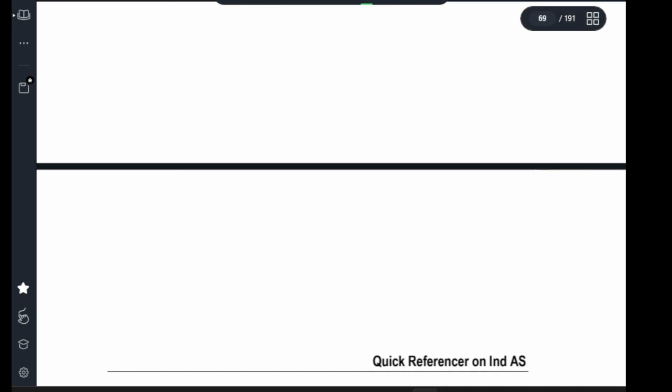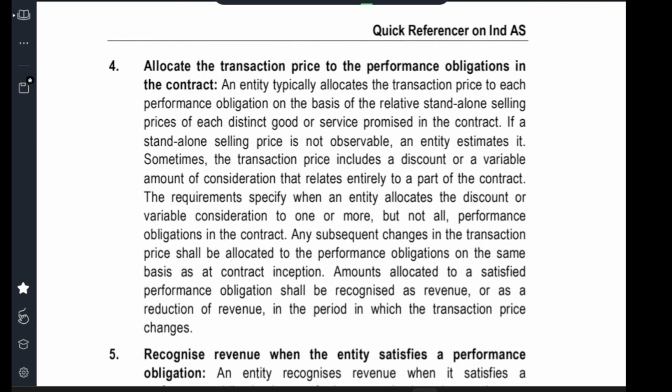That is how it is satisfied and how it is usually done, we should see. Allocate the transaction price to the performance obligations in the contract. The transaction price is allocated based upon the performance obligation, how much we have done and how much we need to do. The entity typically allocates the transaction price to each performance obligation on the basis of the relative standalone selling price of each distinct good and each distinct service promised in the contract.